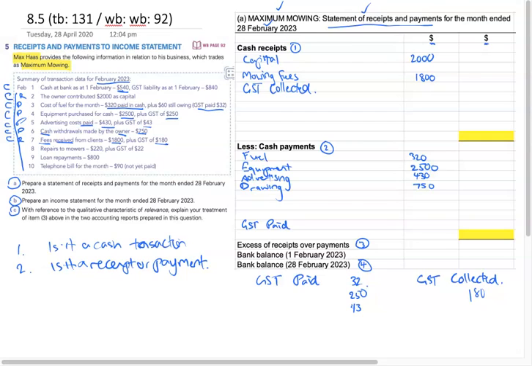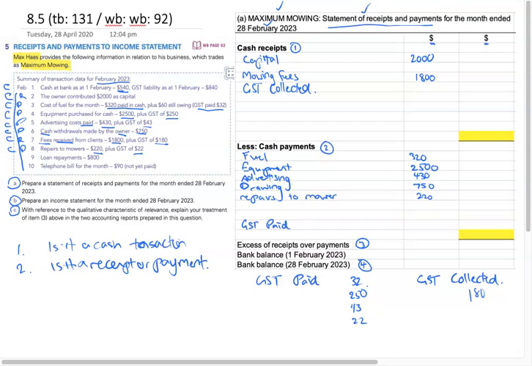On the 8th, we did repairs to our mowers of $220. And that means we have done cash, but it's been a payment. We've paid cash to repair our mower. So we've got repairs to mower. And that was for $220. But let's not forget we also paid $22 of GST here.